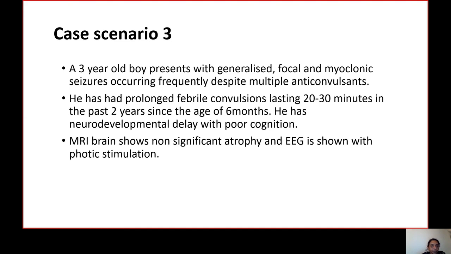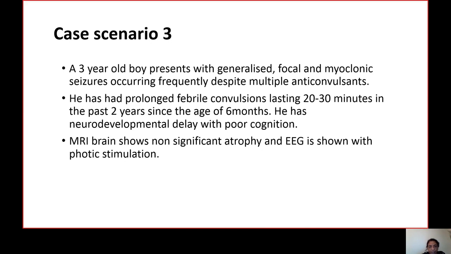A three-year-old boy presents with generalized, focal and myoclonic seizures occurring frequently despite multiple anticonvulsants. So he has multiple types of seizures. And the main history that we have to take is that he has prolonged febrile convulsions. Always when he has febrile convulsions, they last 20 to 30 minutes. So they are very prolonged. Since the age of 6 months, he's been having this. And he has a neurodevelopmental delay with poor cognition.